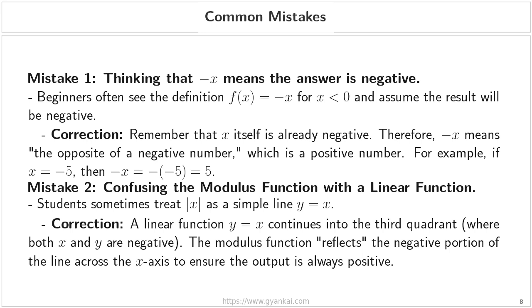But as we saw in our graphical representation on slide 6, the modulus function behaves differently. It effectively reflects that negative portion of the line across the x-axis. This reflection is what ensures the output is never negative, creating that characteristic V-shape we've studied today. By keeping these 2 points in mind, you'll have a much stronger grasp of how the modulus function operates.